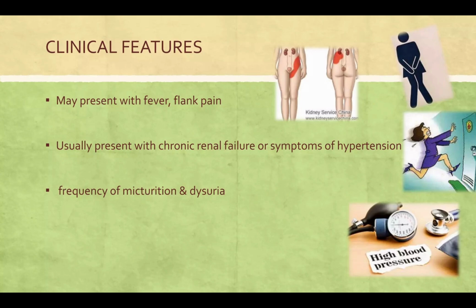Mainly, the person presents with fever and flank pain. This diagram shows that the person presents with fever and flank pain, and the frequency of micturition will increase and dysuria will be there. Let us move further to the complications of chronic pyelonephritis.